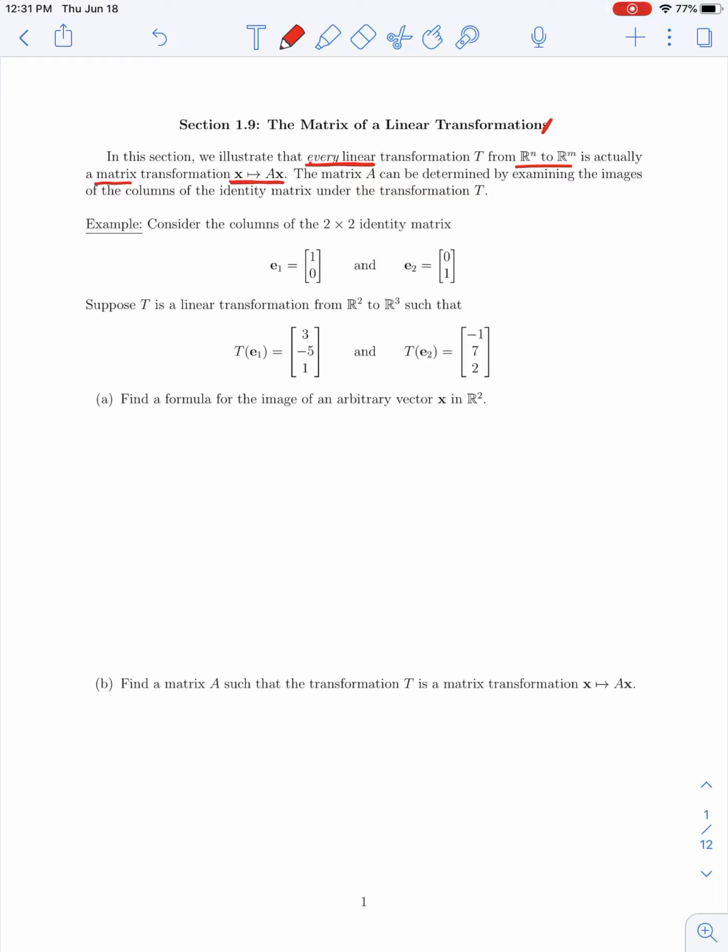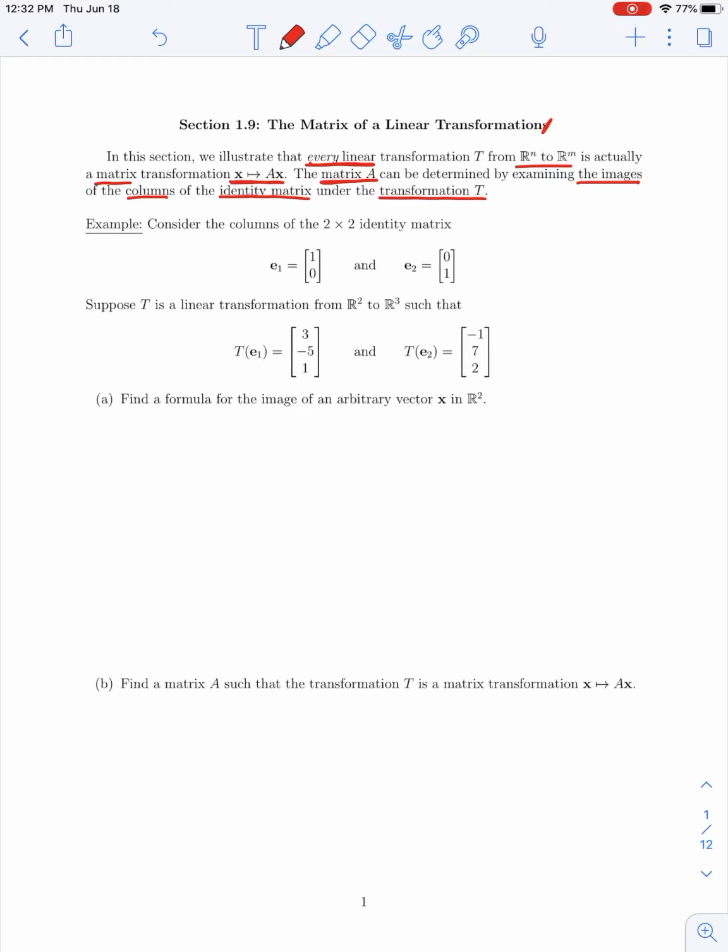a matrix transformation. So if we're interested in determining, for a given transformation, what is the matrix A that would describe that transformation, then we could determine that matrix by looking at the images of the columns of what's called the identity matrix under the given transformation T. And we had seen this a little bit in the previous section 1.8, that if we look at the image of particular column vectors, we can find the image of any vector, and we'll see here that we can define a matrix which would describe a given linear transformation.